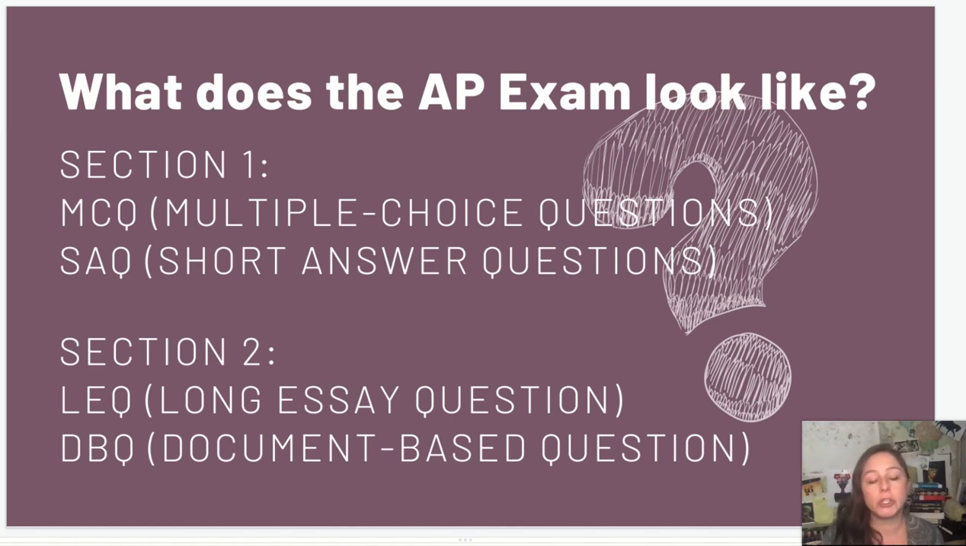So in section one, you do multiple choice questions. You're going to get a historical document, a map, a quote, something, and then you'll get a set of 2 or 3 multiple choice questions that go along with that. I'm going to do a whole video on multiple choice questions soon so that hopefully you'll feel comfortable before your first tests in your WHAP class.